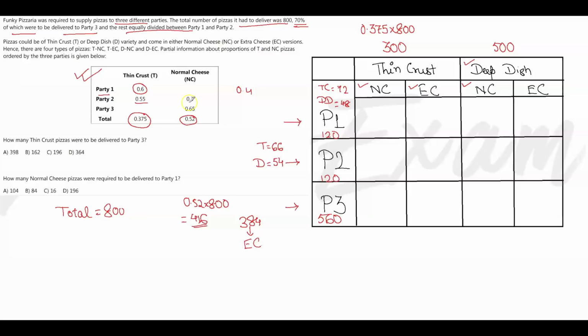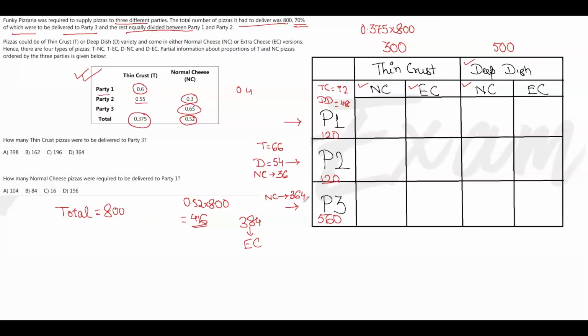Now there's also some other information about normal cheese for party 2 and party 3 respectively. Now in party 2, the number of normal cheese pizzas were equal to 0.3 of the total pizzas. Okay, so the normal cheese pizzas accounted for 36 pizzas, that is 0.3 of 120. And for party 3, it's equal to 0.65 into 560, that is equal to 364. So normal cheese for this is equal to 364.